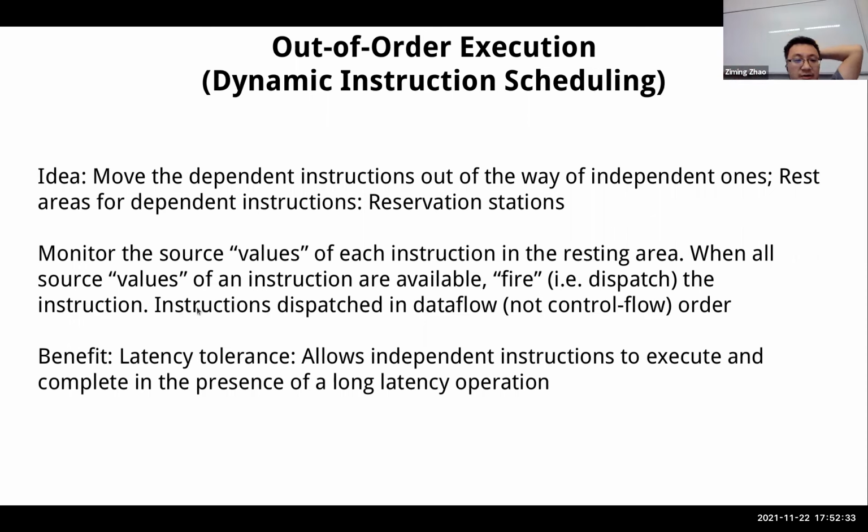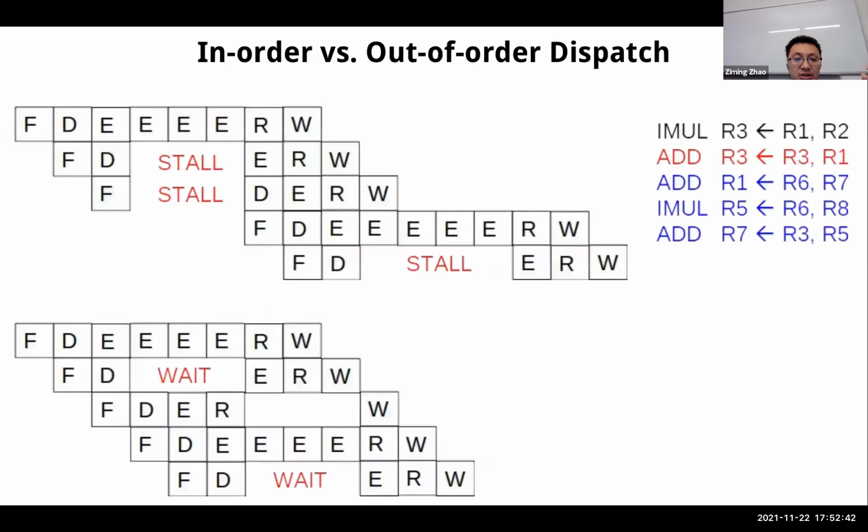The benefit is you do not waste all the CPU units. Let's use this figure as an example. We have 5 instructions here. The first one is integer multiply. The integers in R1, R2, the results go back to R3. Then we have an add instruction to do R1, R3, the result goes to R3. So obviously those two instructions are dependent on each other, right?